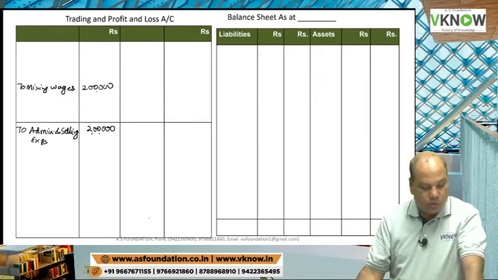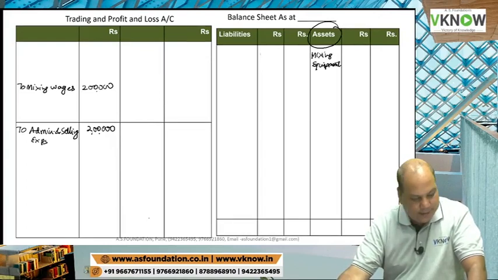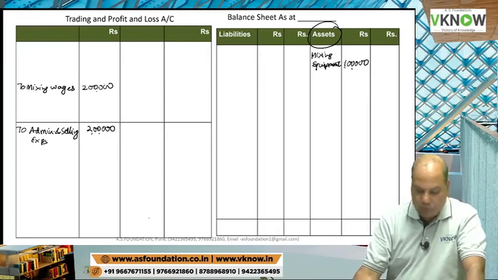Continuously the question should be in front of you. Mixing equipment purchased goes on the balance sheet, asset side. On the balance sheet asset side, mixing equipment, in the inner column, 1 lakh. Just keep it here, I will come back to this.